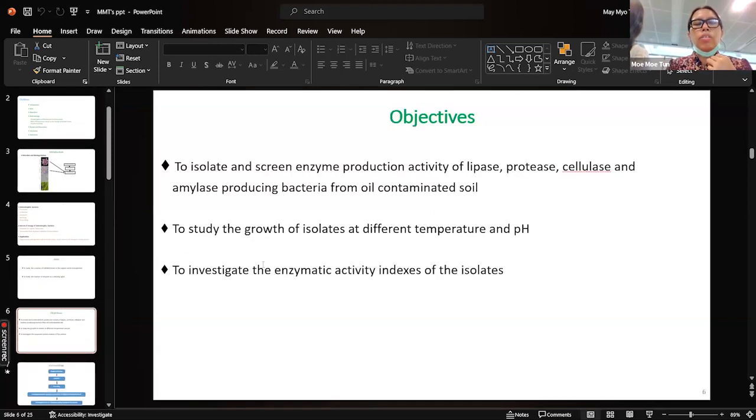First I isolate bacteria from oil contaminated soil and screen their enzymatic activity, and then they are incubated in different culture media and different temperature and pH. And finally, I investigate the enzymatic activity index of isolates.